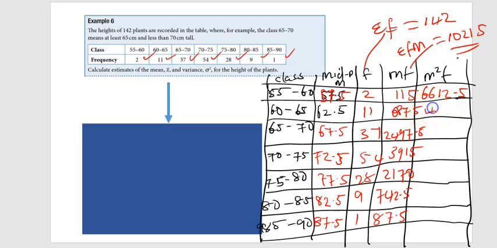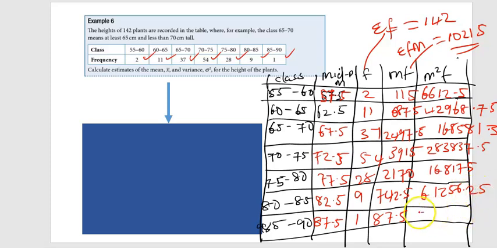Here we are going to get 442,968.75, very big numbers. Here we are going to have 168,581.3. Then we have 283,837.5. We are going to have 168,175. We have 61,256.25, 7,656.25. So these are the values, and we can take the summation of this.